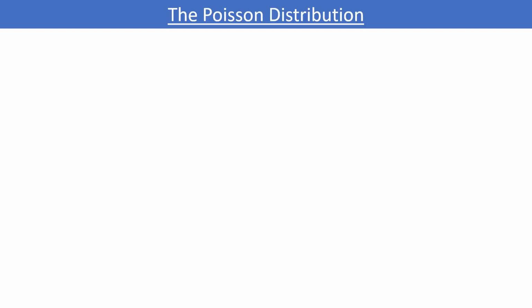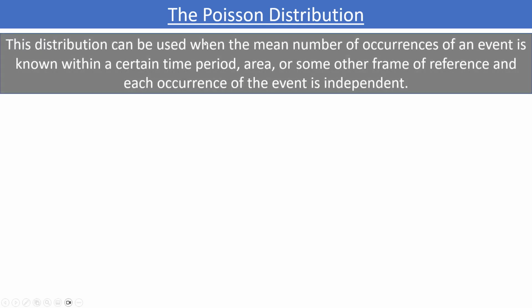In previous videos, we've talked about the binomial, geometric, and hypergeometric distributions, which were all based on 4 core conditions or modifications of those conditions. The Poisson distribution is a little bit different. This is a distribution which can be used when the mean number of occurrences of an event is known within a certain time period, area, or some other frame of reference, and each occurrence of the event must be independent.